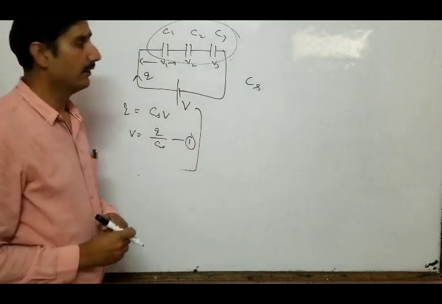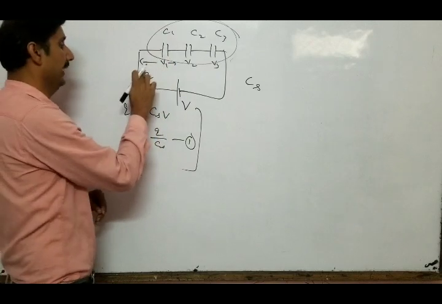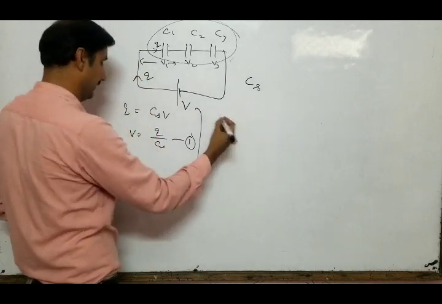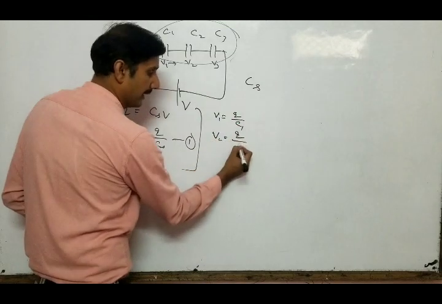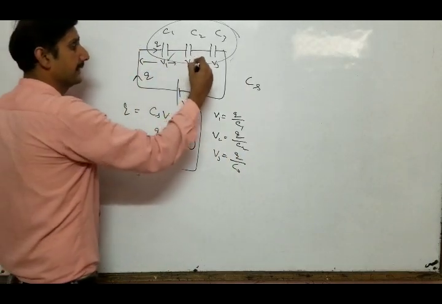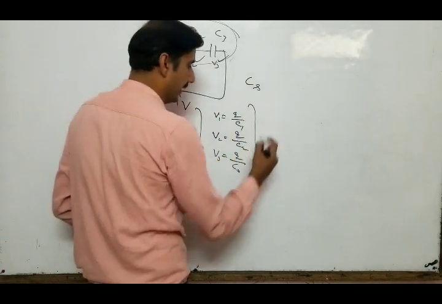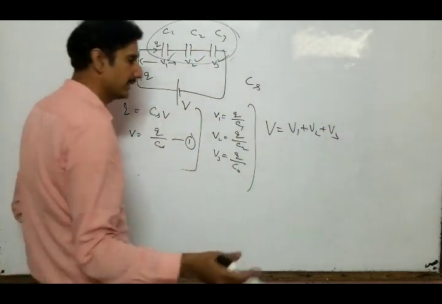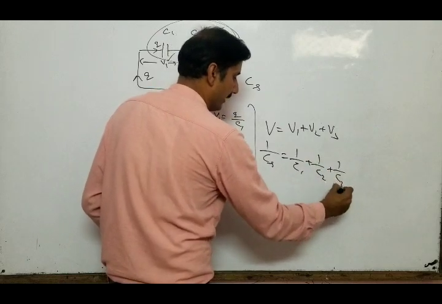Now think from the individual capacitors' point of view. For this capacitor, the voltage is V1 and charge is Q through it. So for Q, this V1 can also be written as Q by C1. Similarly, V2 can be written as Q by C2 and V3 can be written as Q by C3. But we know that the sum of these three voltages, that is V1 plus V2 plus V3, must be equal to total voltage V. So V is equal to V1 plus V2 plus V3. Just put in these values. Q is common, just cut it out and you will get 1 by Cs is equal to 1 by C1 plus 1 by C2 plus 1 by C3.